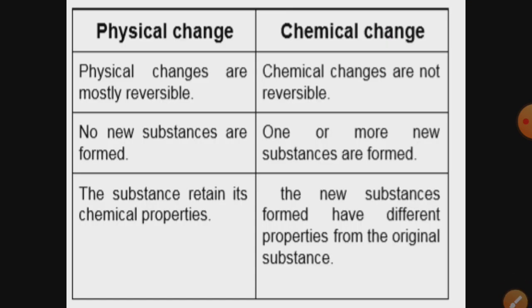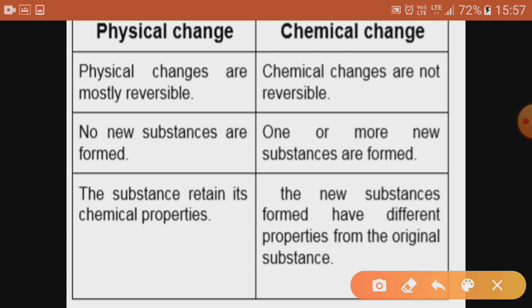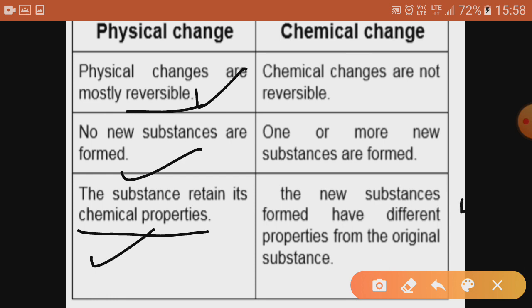In this you will get the difference between physical and chemical changes which we have already discussed. Physical changes are mostly reversible, no new substances are formed. Some of them are irreversible also. The substance retains the chemical property. Physical property gets changed, but chemical properties are retained. But in case of chemical change, there is a change in the chemical property and we get a new substance formed. One or more new substances are formed in case of chemical change, and chemical changes are always irreversible.